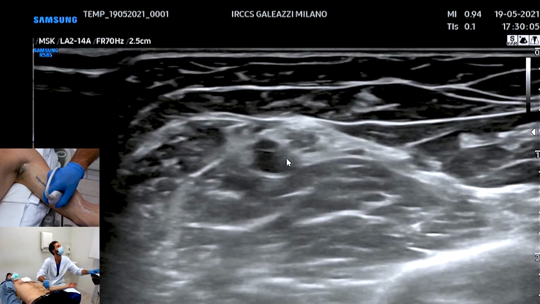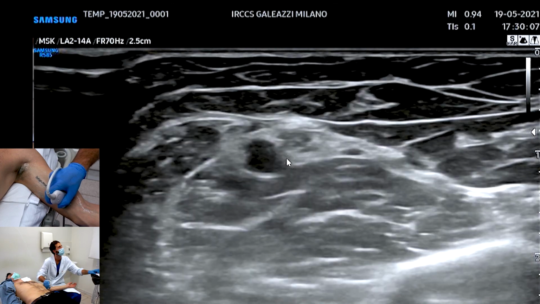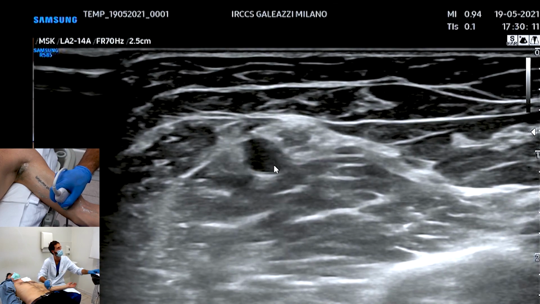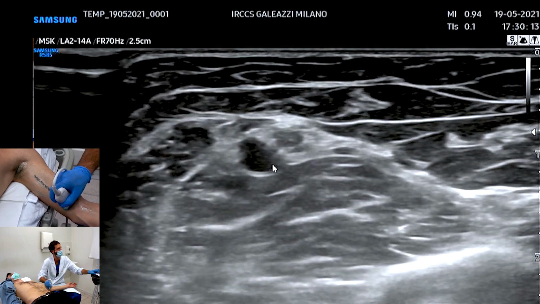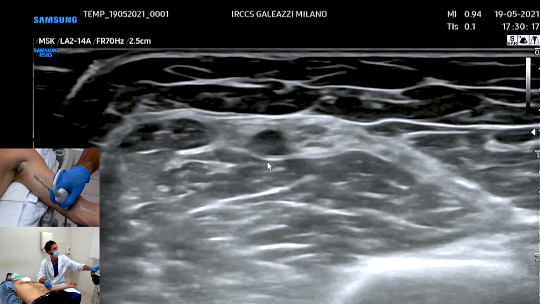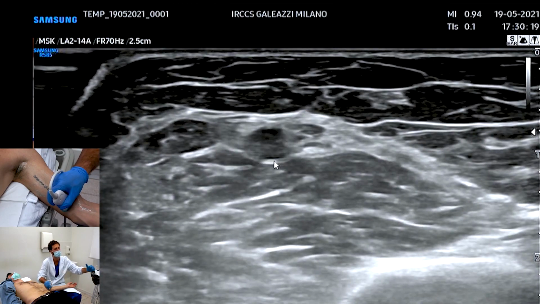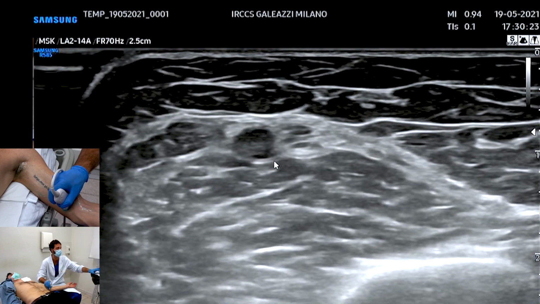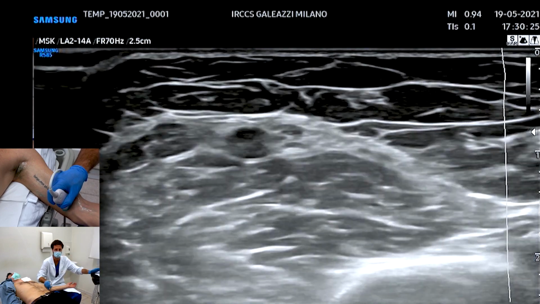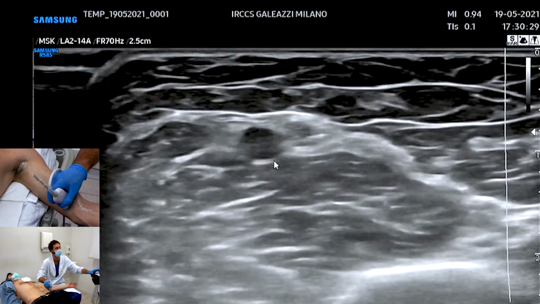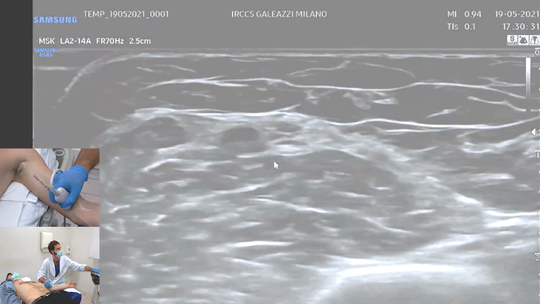Always keeping the short axis, we can see the median nerve and the brachial artery approaching the elbow. Remember that in this compartment, the median nerve doesn't provide any sensory or motor supply, and generally it's not affected by entrapment neuropathies. And of course, the median nerve can be involved in traumatic injuries.